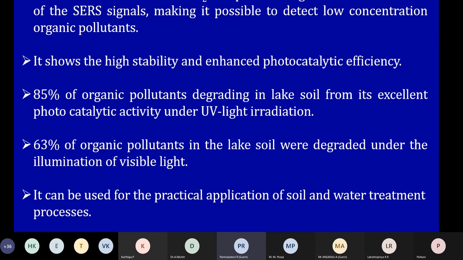Normally here Au and TiO2 form a core-shell structure, and it provides a significant enhancement of the SERS signal, making it possible to detect even low concentrations of organic pollutant. It shows higher stability and enhanced photocatalytic efficiency. Normally in visible light we found only 63%. That graph I missed here. In UV light we can degrade up to 85%. So normally this can be used for soil and water treatment.